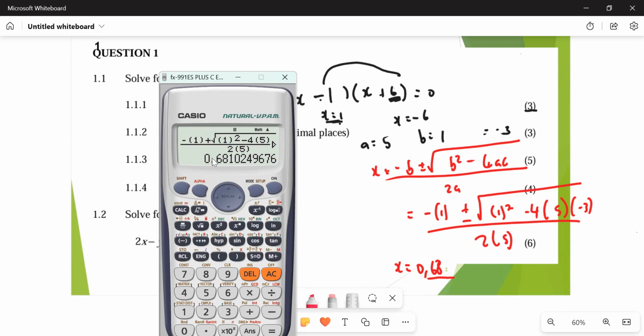And then this is not in 2 decimal places. If we're going to put it into 2 decimal places, we press shift again, and then we press 6, and then we say 2 decimal. And then it gives us 0.68. Okay, after that, we go to the one with the minus.